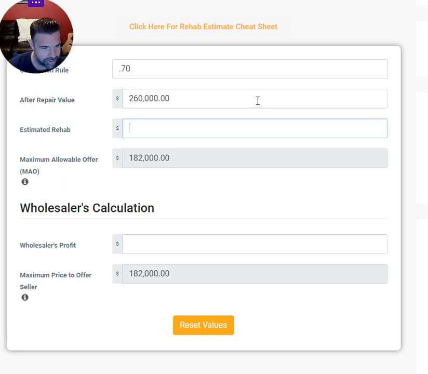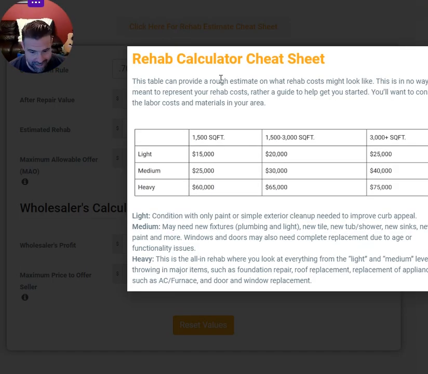But in any case, once you have your ARV, the next thing you need to do is determine your rehab costs, right? So if you are a wholesaler or an investor and you're kind of new to the game, a good rule of thumb here, and I threw it right here so I could easily access it, is a rehab estimate cheat sheet. Again, this is just an idea, so don't go nuts with this. But it's very helpful in kind of determining what your rehab costs could potentially look like.